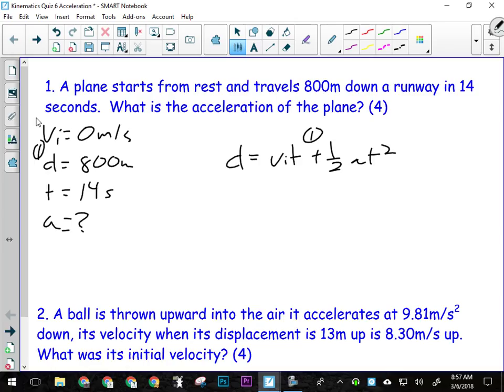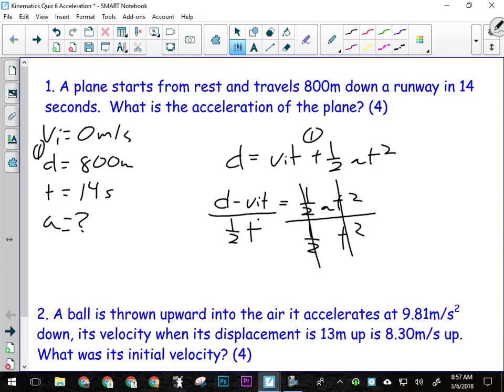Now we need to manipulate for A. So the first thing I want to do is subtract VIT over to the other side. So I'm going to have D minus VI times T equals 1/2 AT squared. Since I'm looking for A, I'm going to divide both sides by half of T squared. Okay, and that will leave me with A.